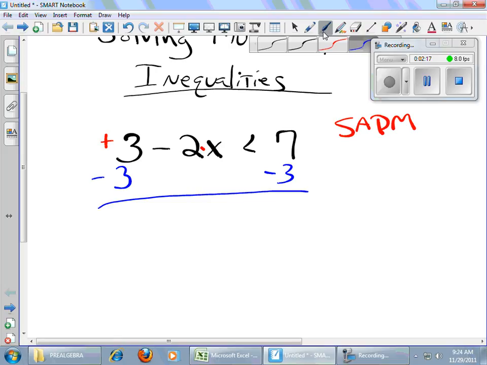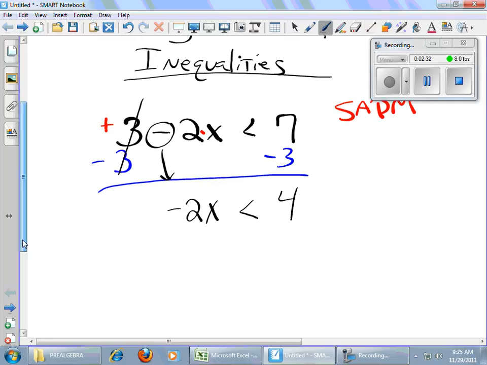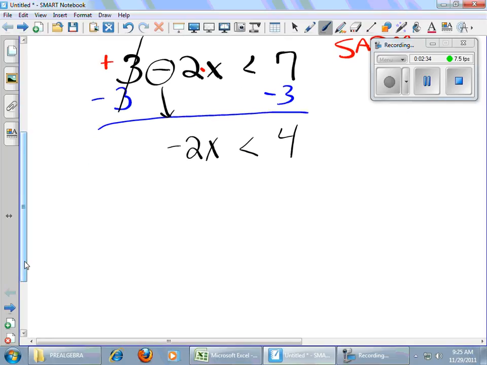And when I do that, sure enough, the 3's cancel. On the right-hand side, I have 4. On the left-hand side, I have negative 2x, but I have to bring down the negative. It belongs with the 2. Negative 2 is an actual number. That negative belongs with it. If you separate them, it'll get sad. All right, now I will get rid of the multiplication. I'll divide by negative 2.